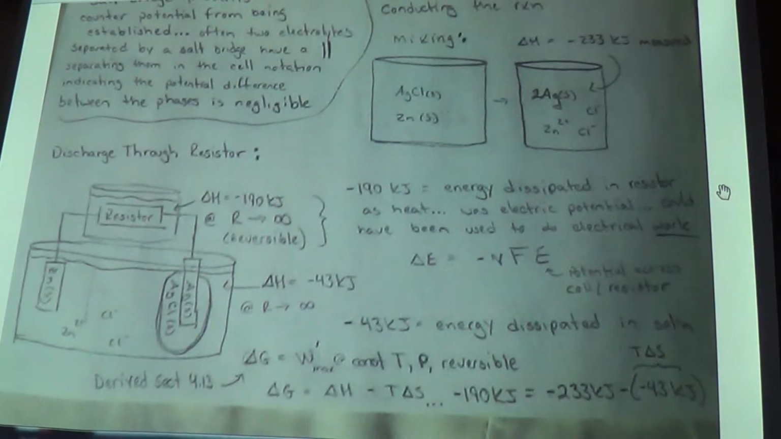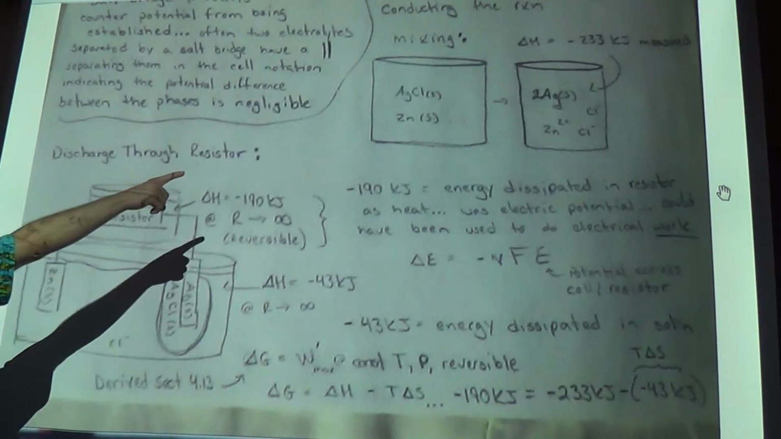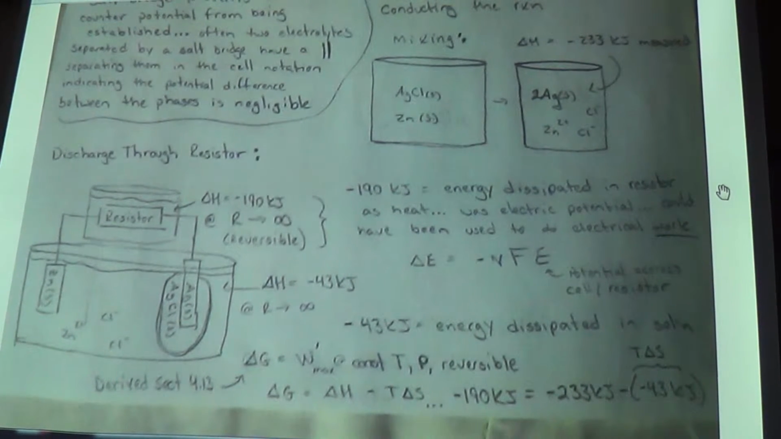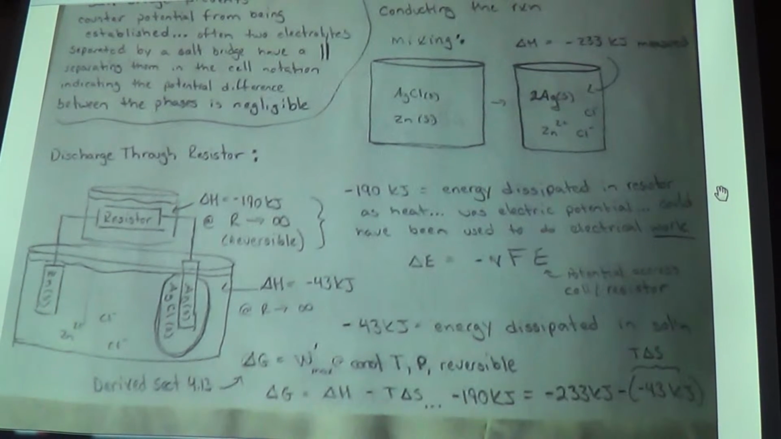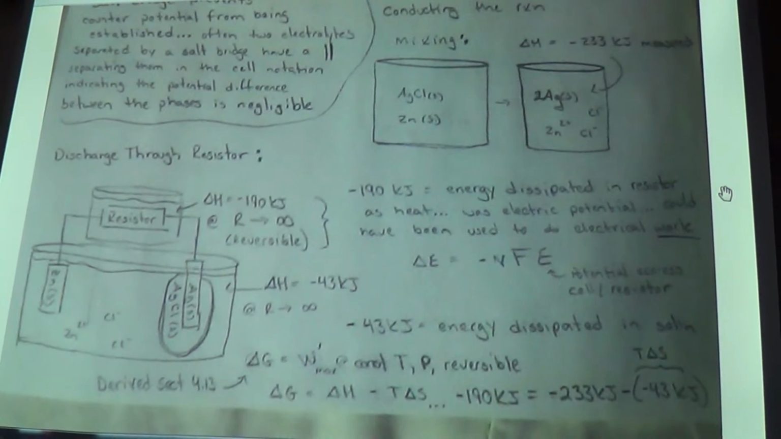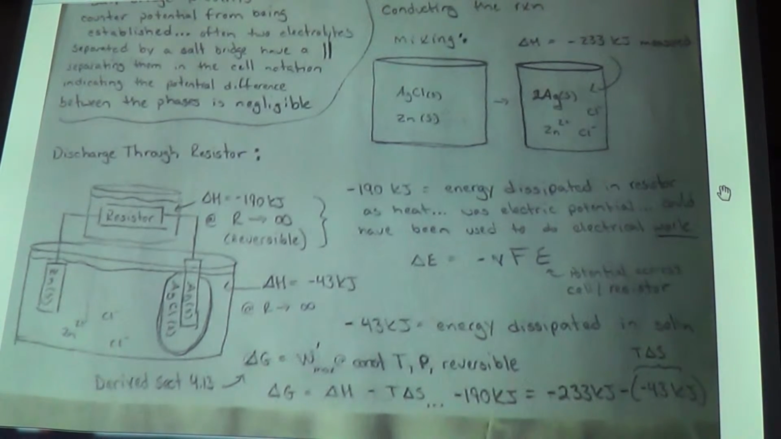You'll note that the sum of those two delta H's is what we got when we simply mixed the two components together without separating them by that conducting bridge, right? The energy that was dissipated in this resistor did not have to be dissipated as heat. The resistor happens to turn electrical energy into heat, and so it manifested itself as heat. If instead we ran it through a motor, we could have turned that energy into electrical work in the motor or some other kind of energy.